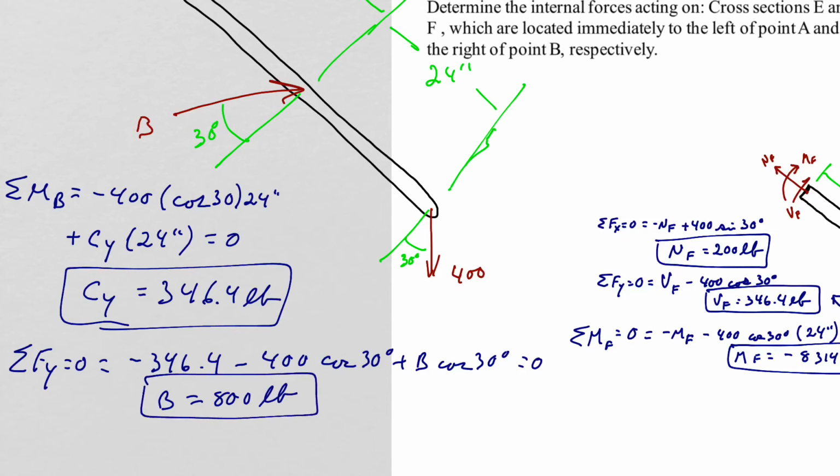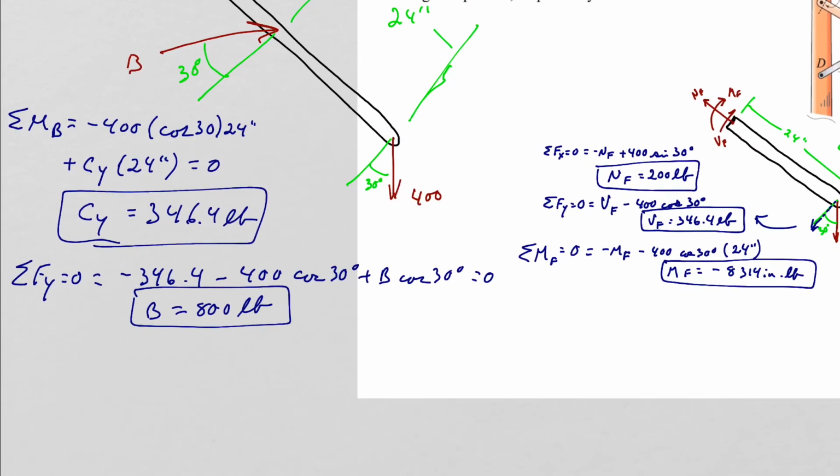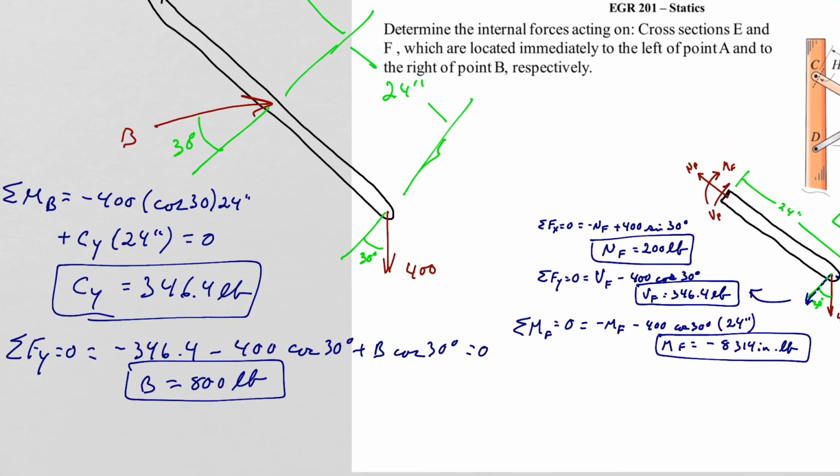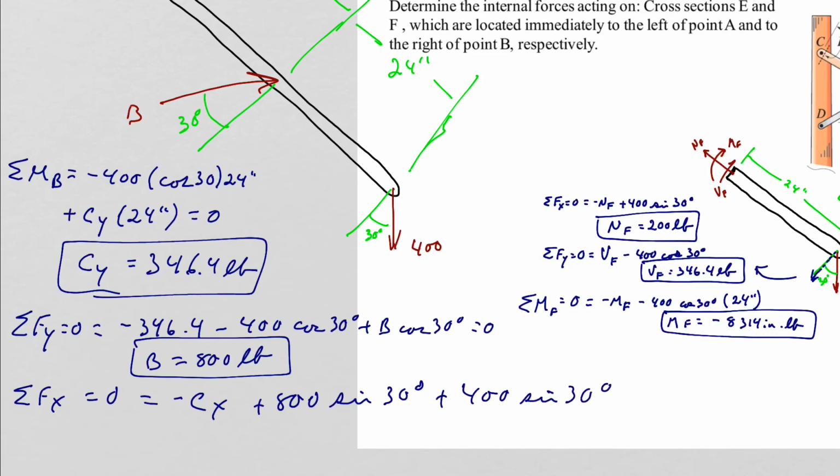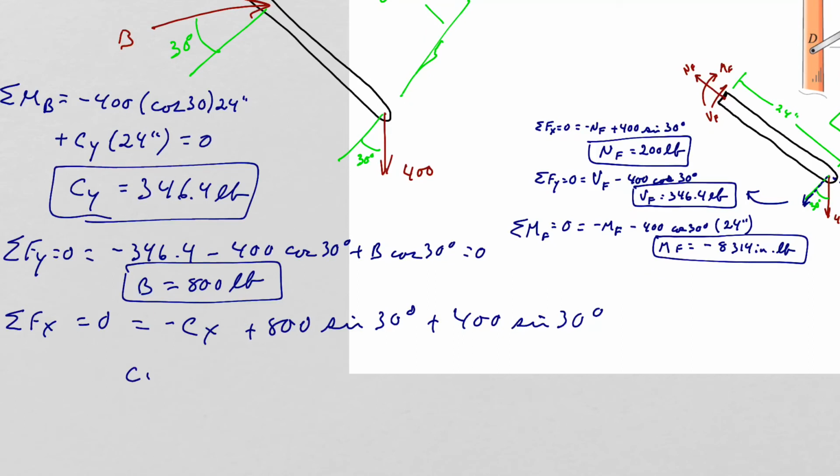Last, we just need to sum forces in the X direction. So summing forces in the X direction, I don't think I can get it all in there, that's all right though. Sum forces in the X equals 0. I have a minus CX plus my 800 pounds times the sine of 30 degrees plus 400 times the sine of 30 degrees. And then I get CX is equal to 600 pounds.